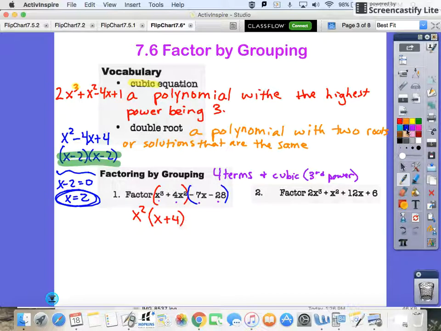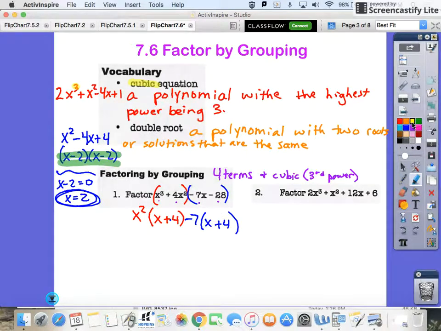So in the blue parentheses, what we need to pull out is something that's going to result in parentheses that are also x plus 4. So in this case, the greatest common factor between these 2 terms is -7. This -7x divided by -7 is just x. -28 divided by -7 is +4. So what you see is that these 2 are the same. That's the ultimate goal here.